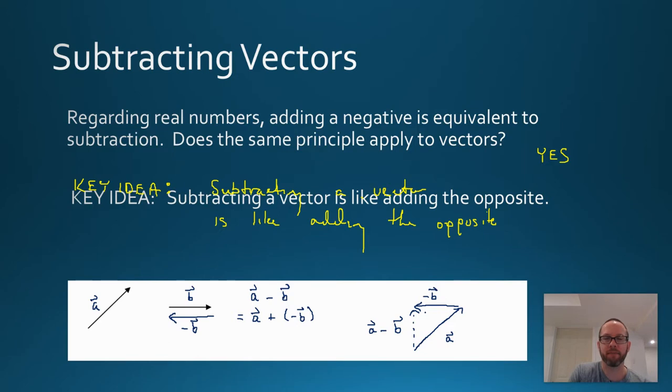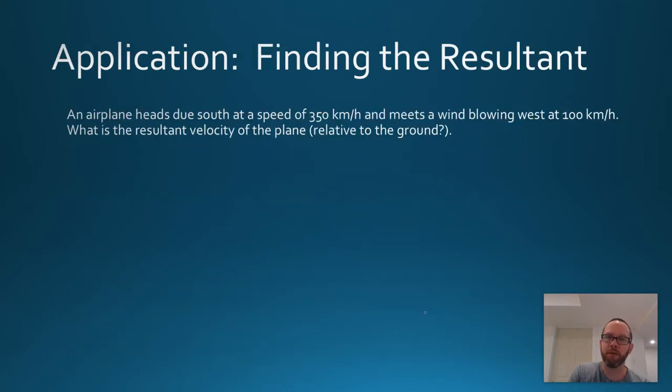All right. Let's do a few applications. So in this question, we have an airplane that's heading due south at a speed of 350 kilometers per hour, and it meets a wind blowing west at 100 kilometers per hour. And I hope we would all agree that if the plane is pointing south and the wind's blowing west, then the plane is ultimately going to move in a southwestern direction. So I'm just going to draw that in a little bit.